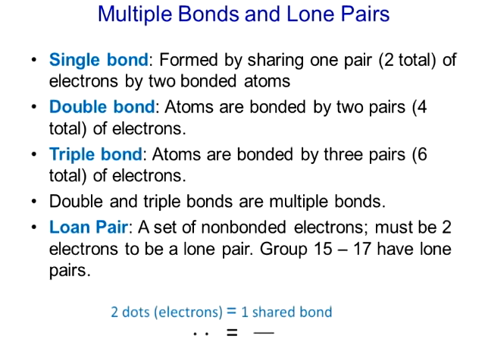Lone pairs represent a set of non-bonding electrons, and it must be 2 electrons to be a lone pair. Groups 15 through 17 have lone pairs. So when you get to groups 15 through 17 and you're drawing Lewis structures, you want to be aware that they may have, and most often will have, and almost always in freshman chemistry, they will have lone pairs. Okay? So be aware of that. Now, lone pairs, again, should be 2 dots. Not 1 dot, but 2 dots.